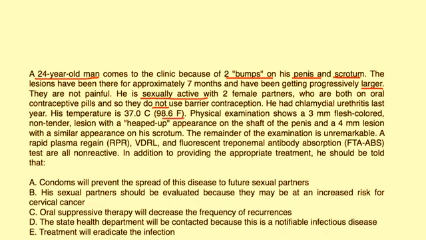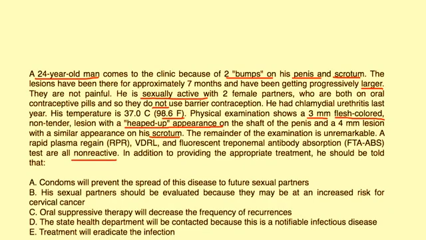Temperature's 96. Physical exam shows a 3 millimeter flesh-colored, non-tender lesion with a heaped-up appearance on the shaft of his penis, and a 4 millimeter lesion with a similar appearance on his scrotum. The remainder of the physical exam is unremarkable. RPR, VDRL, and FTA-ABS tests are all non-reactive. In addition to providing the appropriate treatment, he should be told that.